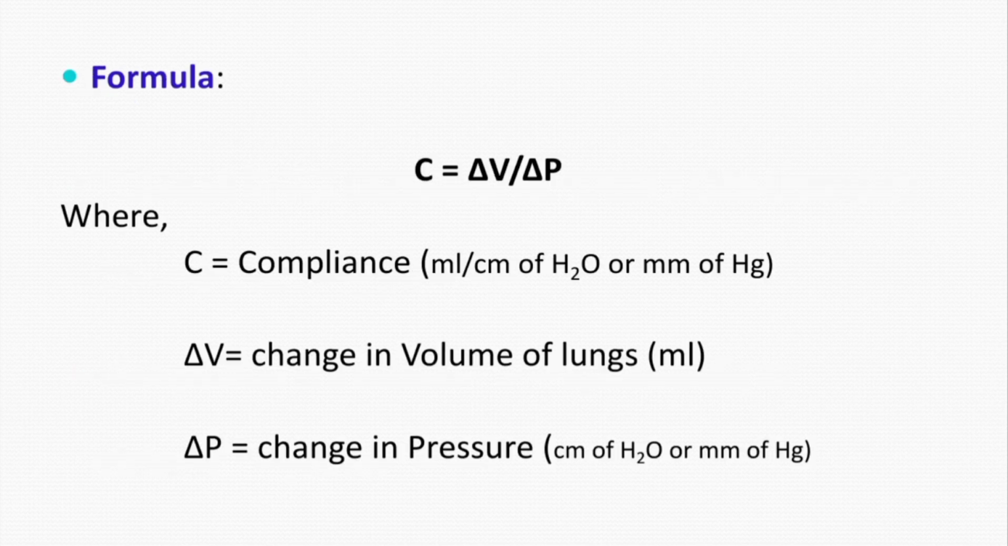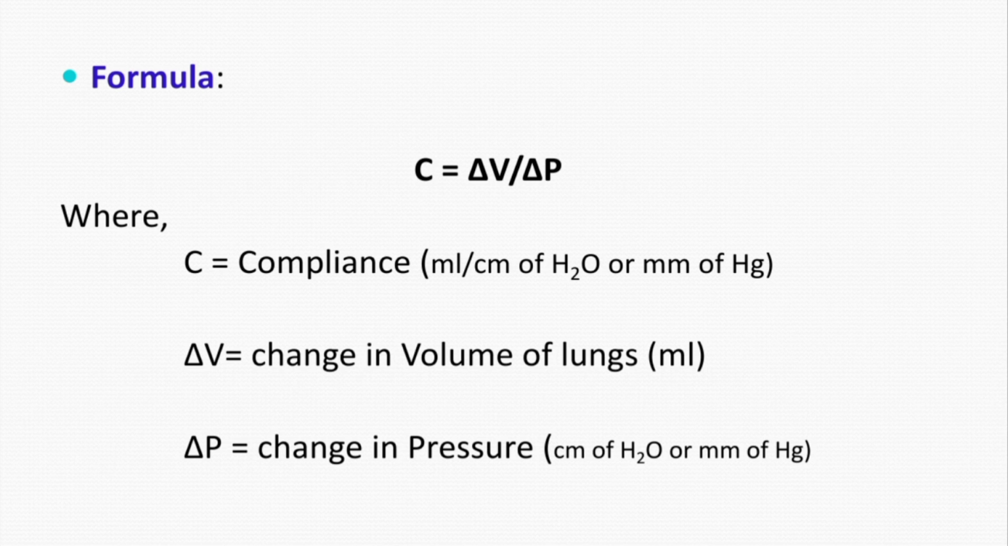The formula of lung compliance is C equals delta V over delta P, where C is lung compliance, delta V is change in volume and delta P is change in pressure. Now the normal compliance of lungs is about 200 milliliter per centimeter of water. It means that when the transpulmonary pressure is changed by 1 centimeter of water, then the lung volume will change by 200 milliliter after about 10 to 20 seconds.